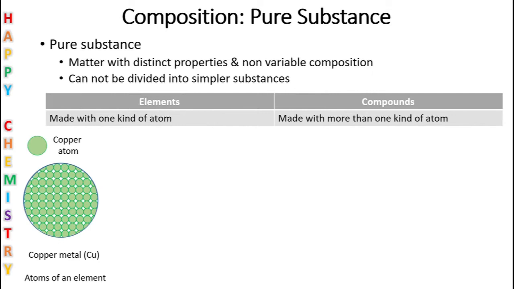This is a representation of copper atoms forming the copper element, that means copper metal. Only copper atoms are present. That means only one kind of atom is present. This is an example of demonstrating atoms of an element.